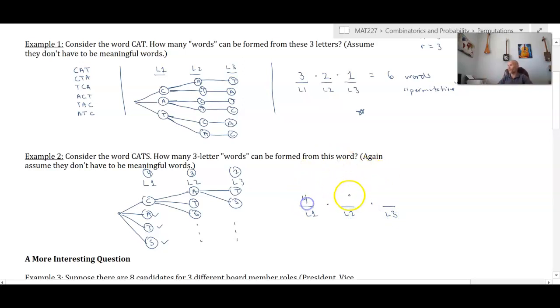So there's 4 for the first letter. Each can be paired with 3 possibilities for the second letter, each of which can be paired with 2 possibilities for the 3rd letter. 4 times 3 times 2 is 24. So there are 24 permutations where n is 4. We have 4 letters. We're only going to pick 3 of them.